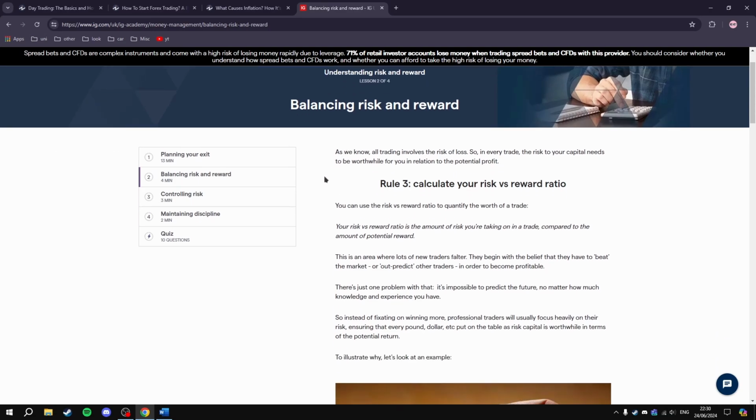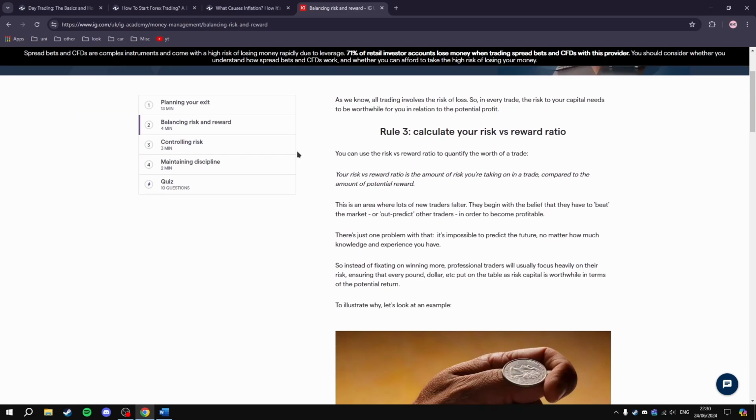So we've got rule number 3, calculate your risk versus reward ratio. You can use the risk versus reward ratio to quantify the worthiness of a trade. Your risk versus reward ratio is the amount of risk you're willing to take on in the trade compared to the amount of potential reward.